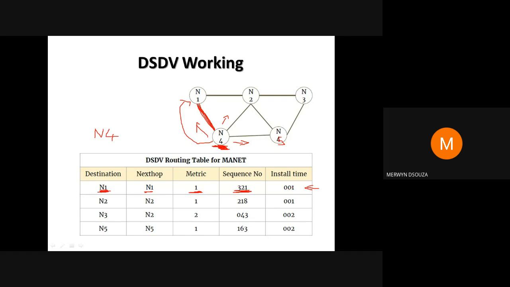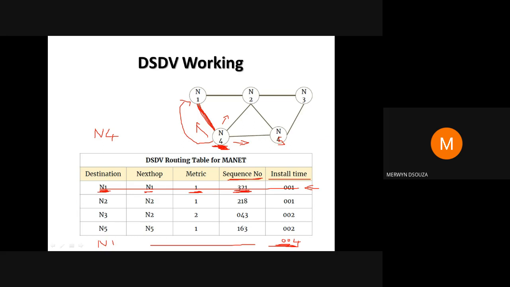So in future, if I get another update for N1, this time could be, say, 004. Since this is a newer update and the time is more recent compared to this, I could delete this entry and keep the latest entry. That is the basic purpose of your install time. Similarly, you could also have used your sequence number for that same purpose. I'll show you later how that works.